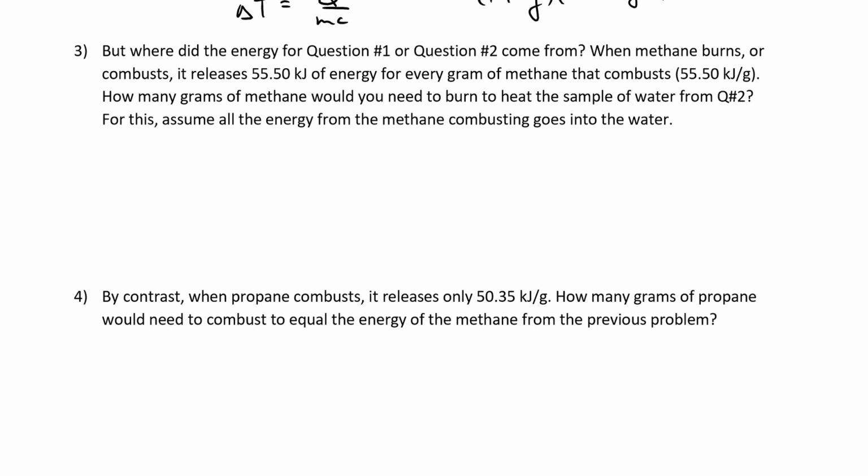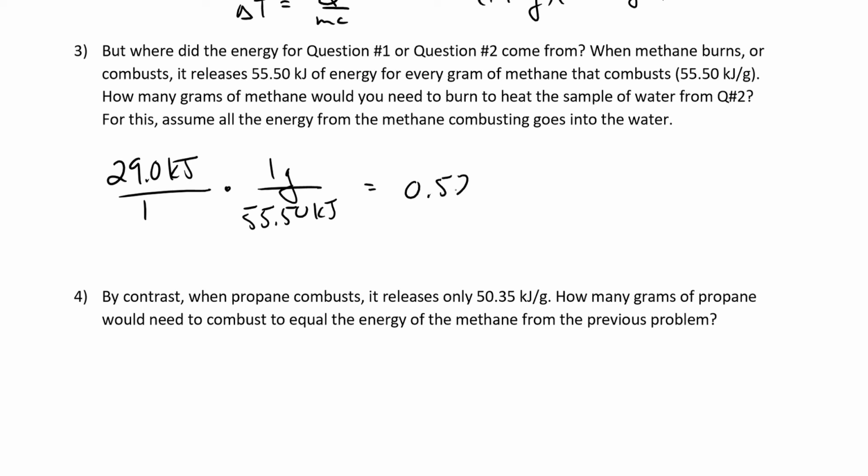For this, we're going to assume all the energy from the methane combusting goes into the water. In question 2, that water absorbed a total of 29 kilojoules of energy. So I'm going to put that over 1, and multiply it by the energy density of methane, 55.50 kilojoules per 1 gram. Canceling out units of kilojoules gets me 0.52 grams. This tells me that 0.52 grams of methane would need to combust to supply 29 kilojoules of energy.